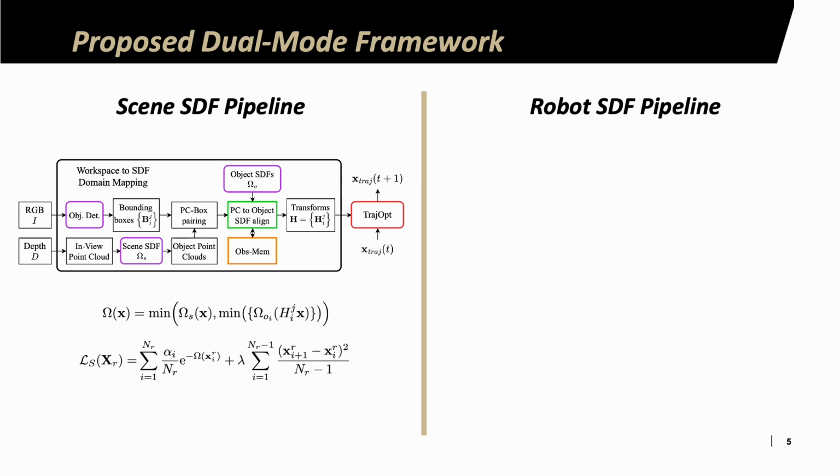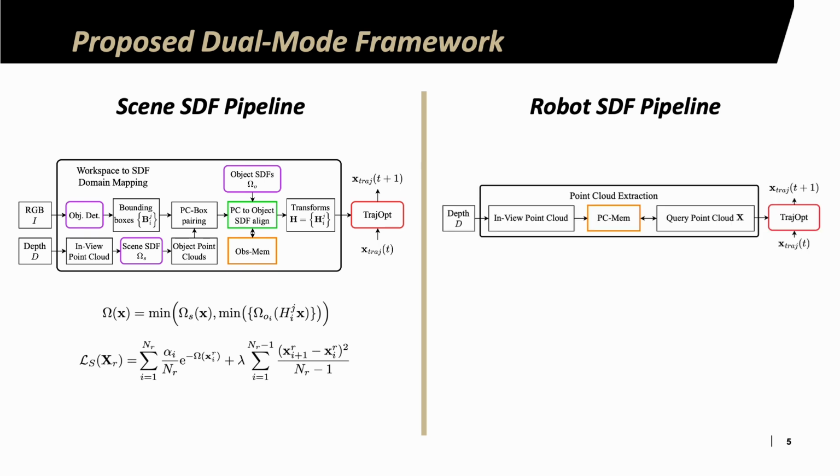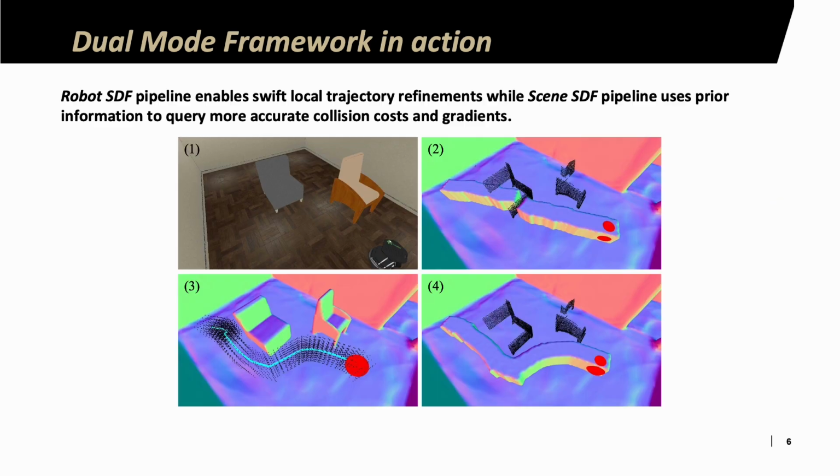Here we present the robot SDF pipeline, which directly queries the robot body's SDF on partial point clouds extracted from visible obstacles. Doing so is fast, requires minimal working assumptions, and serves as a check for when the scene SDF pipeline needs to be invoked. The queried SDF costs and gradients then guide trajectory optimization.